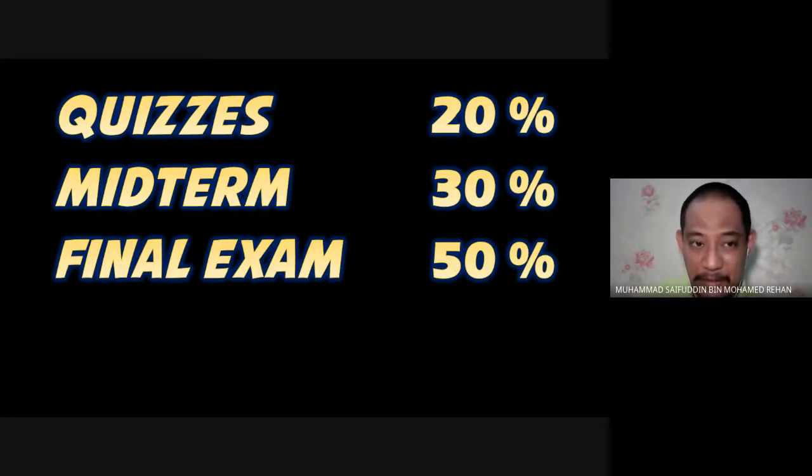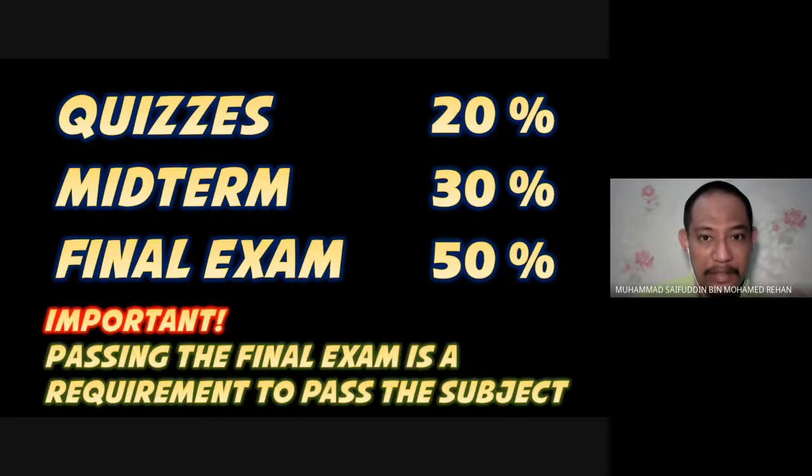So the same applies. Now, an important thing here is that ever since, I don't remember how many years back, but it's quite recent, passing the final exam is a requirement to pass the subject. So even if, for example, you get full marks on the quiz and full marks on the midterm, then you already secure 50%, right? But if you fail the final exam, for example, you only get 10% or 20%.